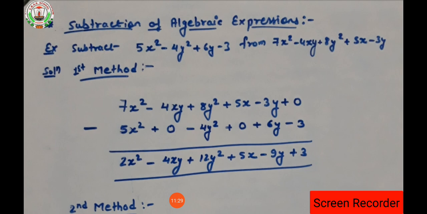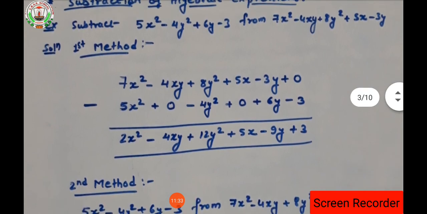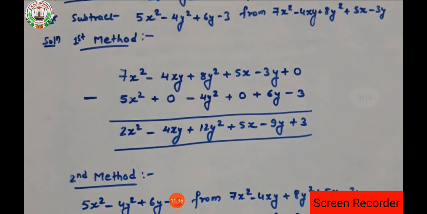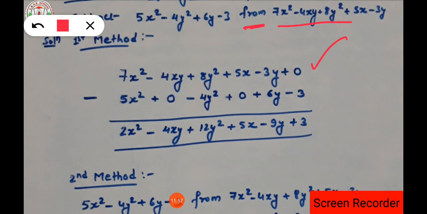Okay, and the second method is a simple method. Clear? Now look how to solve it. Here the example question is being taken by me: 5x square minus 4y square plus 6y minus 3 subtracted from 7x square minus 4xy plus 8y square plus 5x minus 3y. As you know, the word "from" means the second term will be written first, isn't it?